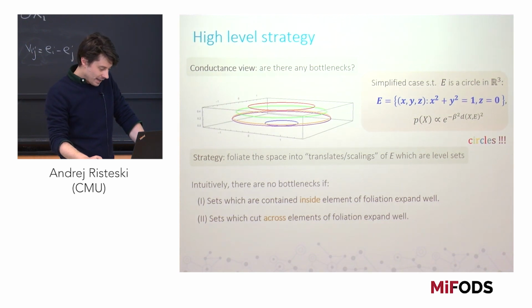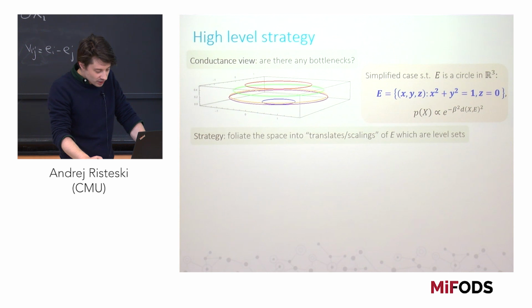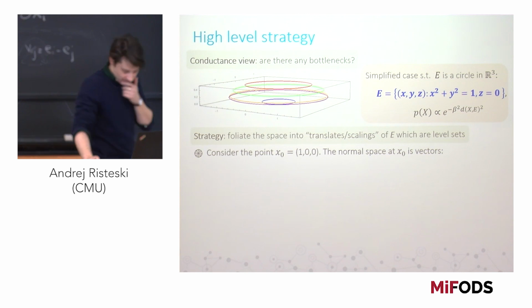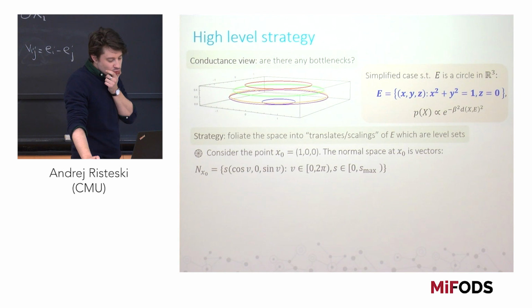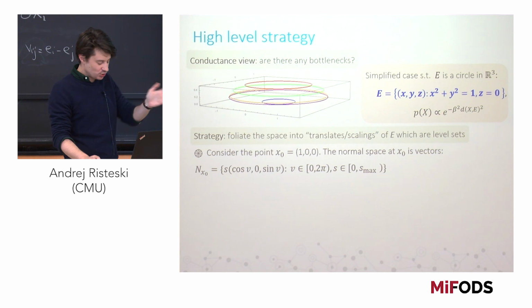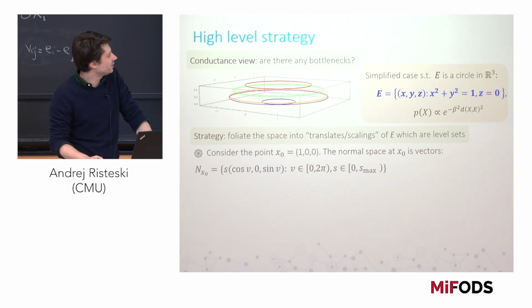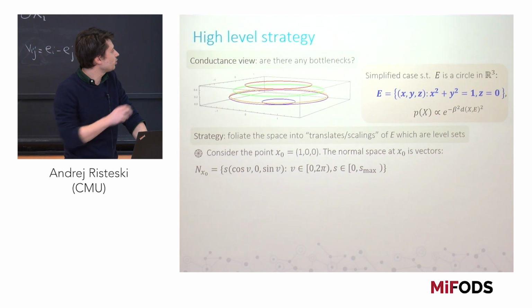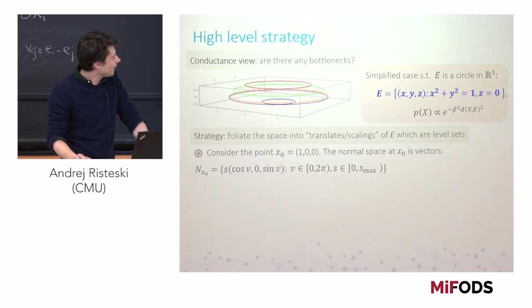And so how do we do this? Let's take any arbitrary point on the manifold E. Let me take the point (1, 0, 0), let's say. It doesn't take too long to write down the normal space. The normal space is basically the space which is orthogonal to the tangent space at that point. So it looks like S times some vector which has coordinates cosine v, 0, and sine v. And this S is going to run between 0 and some nearby distance which we're committing to.